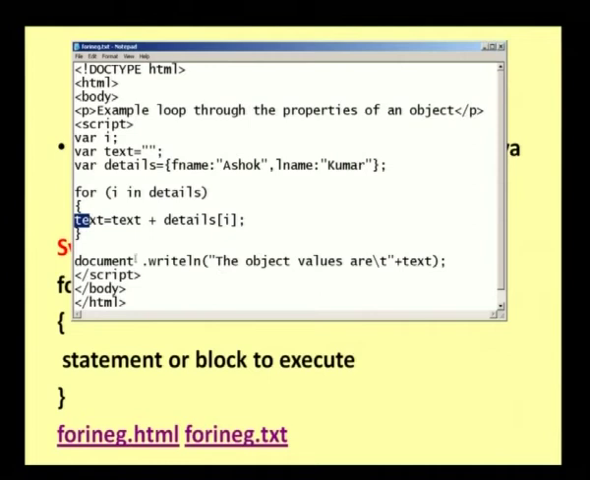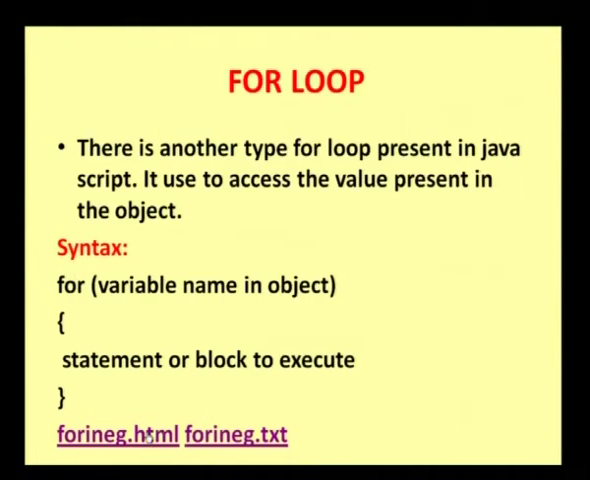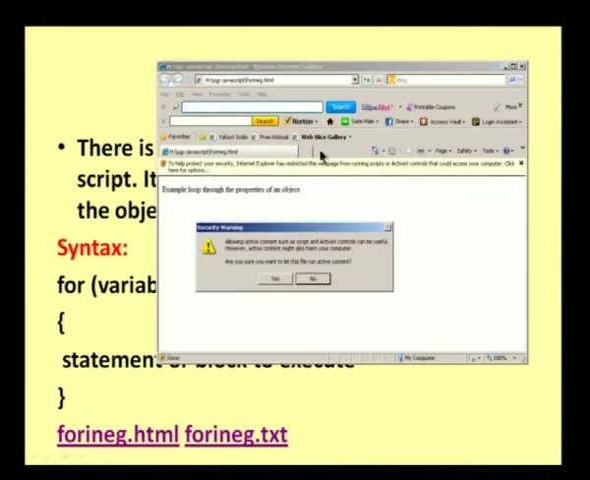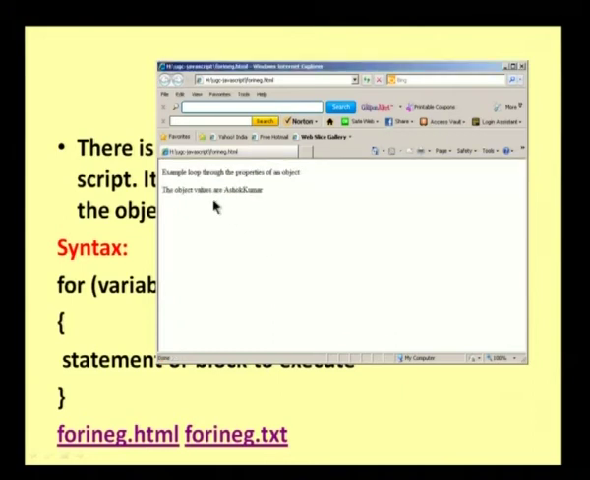It is printed with document.writeln, so we get Ashok Kumar as output. So let us see this. It is used to iterate over the values present in the objects. So the object values are Ashok Kumar. The first and second object values have been fetched using the for-in loop and concatenated.